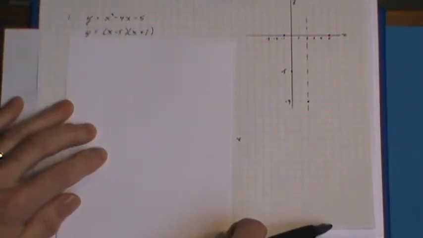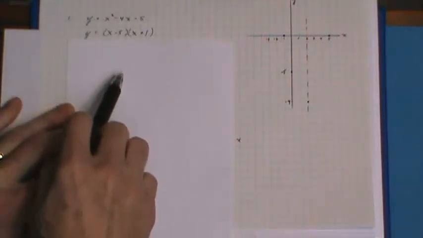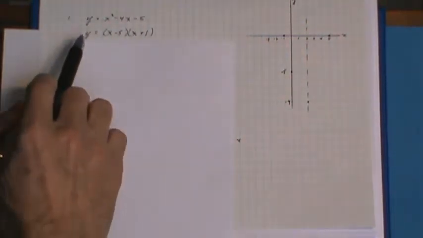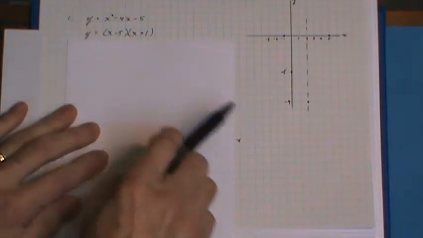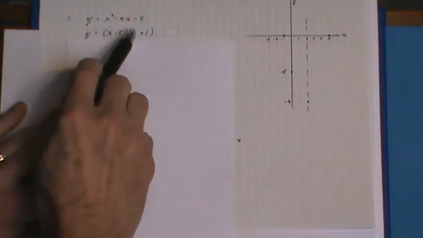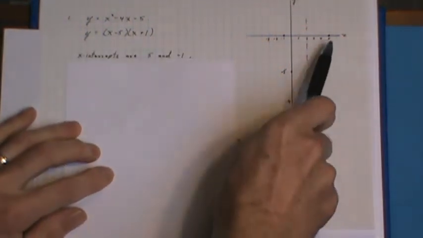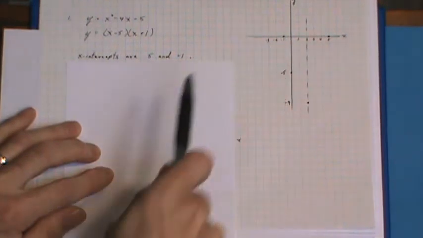If you can factor it, and that depends on how easy this is to factor it, then you can easily see the x-intercepts. Because if y is 0, x is either 5 or -1. So the intercepts are 5 and -1.